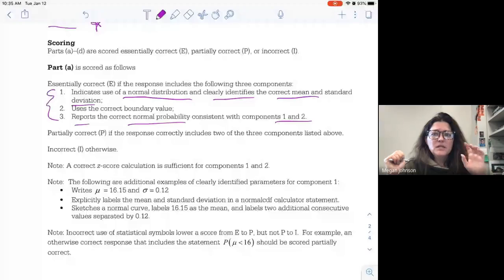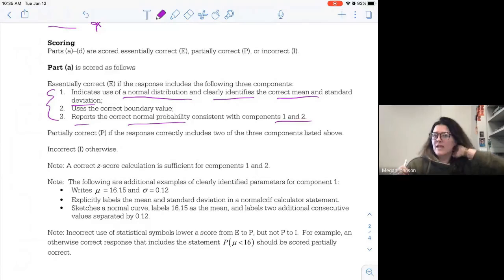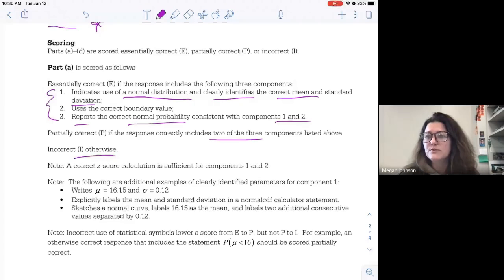Some people put that opening statement. You can or you don't have to. But if you don't, be very explicit about putting that notation. Capital N, inside parentheses, mean, comma, standard deviation. And then also labeling the graph with the context at the bottom. Also important. Okay. The partially correct says if you have any 2 of the 3 components listed above. If you have only 1 of the components or you did it wrong, then it's incorrect.